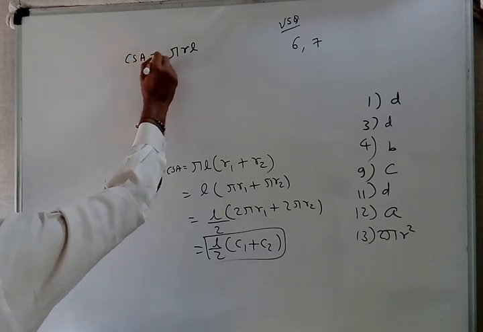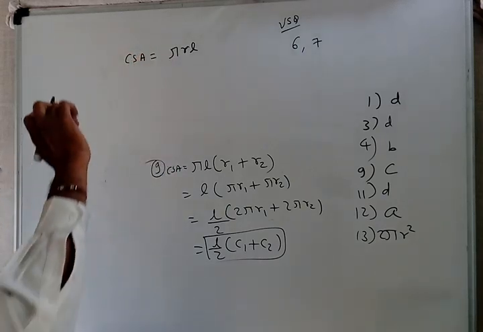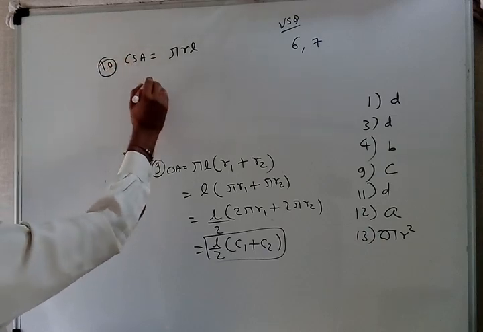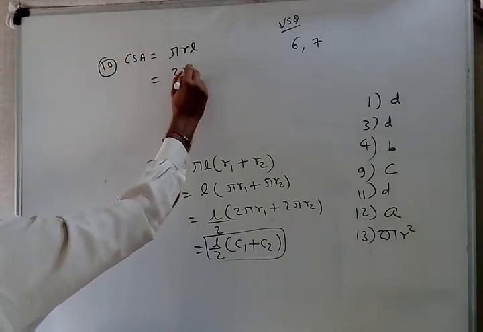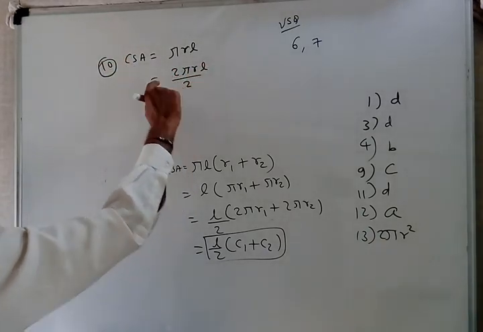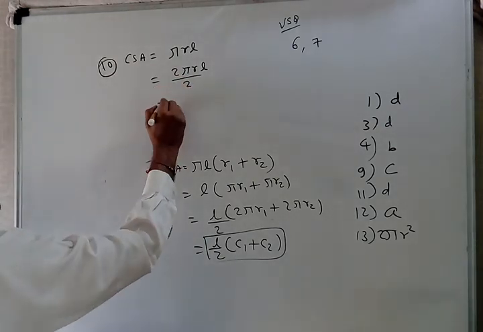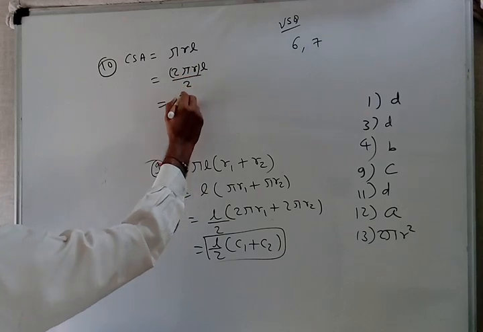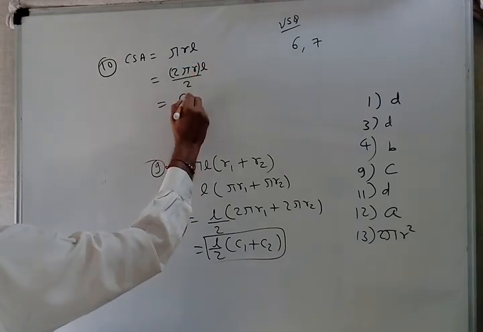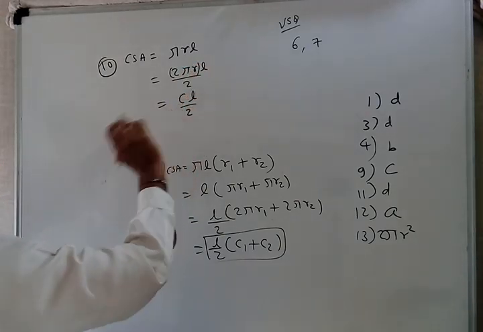CSA of cone equals pi r l. Okay, that is number 10. So it will be 2 pi r l upon 2. Why? I want 2 pi r there, so that I can write C here. So in place of 2 pi r, I can write C into l upon 2.